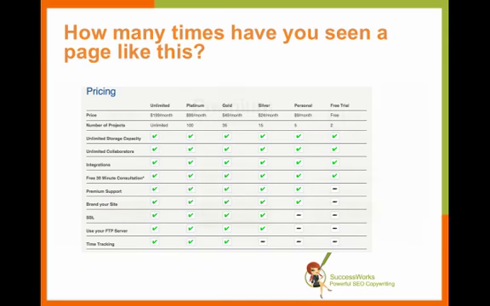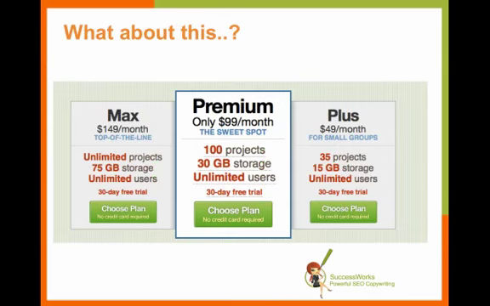But now compare this for a second to Basecamp. This is another project management software example. And you can see how there are three choices. You've got the most expensive one on the left, the least expensive on the right, and the middle choice is even called the sweet spot. It is definitely highlighted. It catches your eye. So they've drilled it down to three choices.